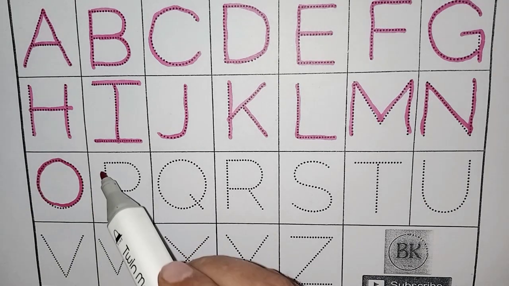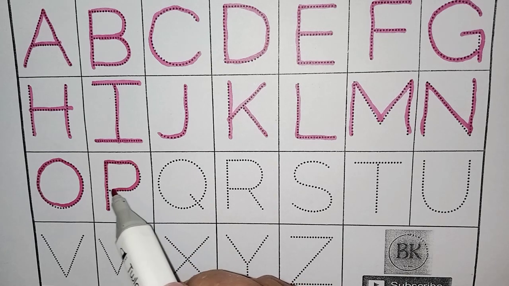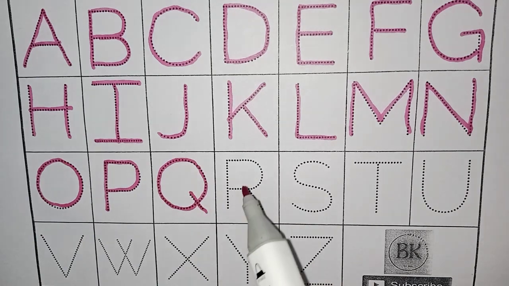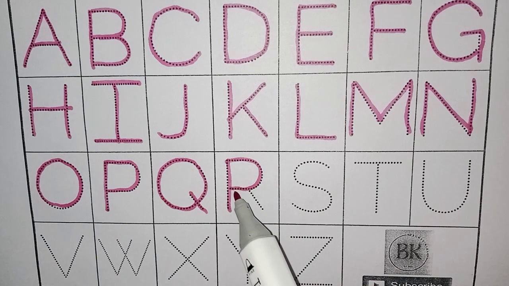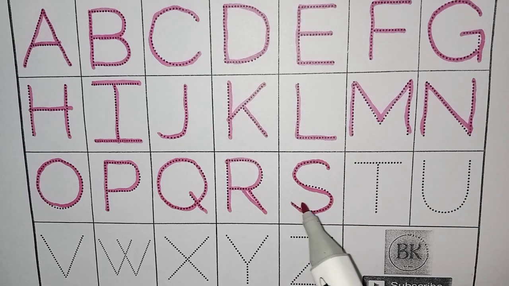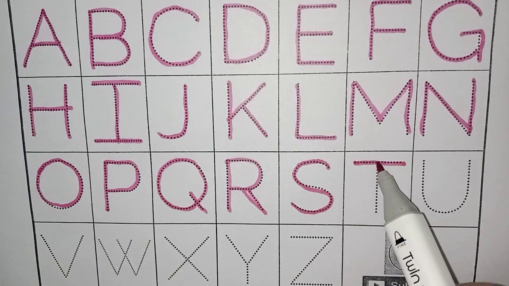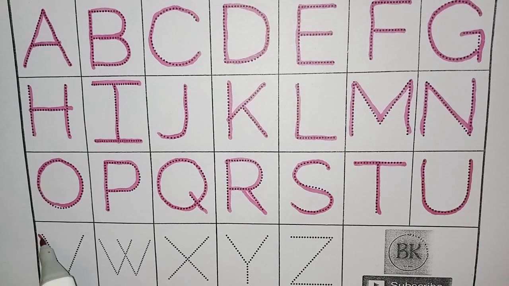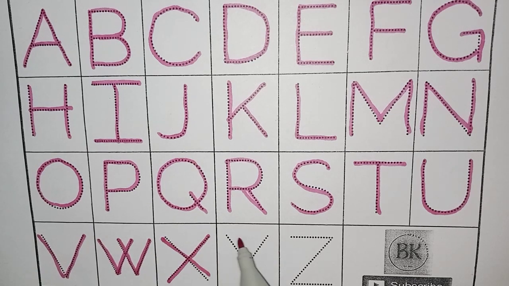O for orange. P for parrot. Q for queen. R for rabbit. S for sky. T for tiger. U for umbrella. V for van. W for watch. X for xylophone. Y for york. Z for zebra.